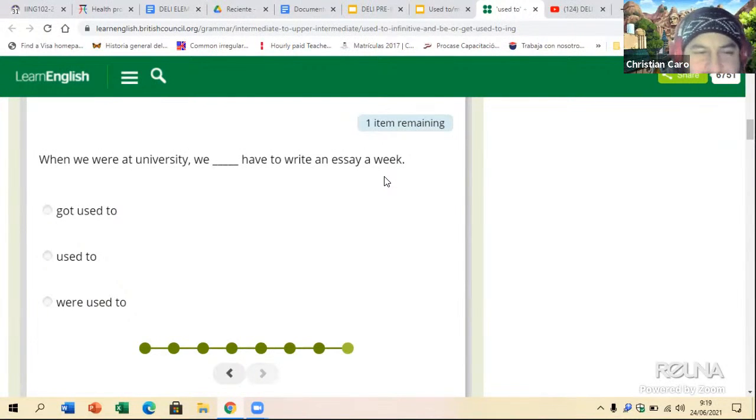When we were at university, like this person maybe just graduated, you know, this person is not at the university anymore, I guess. Just talking about the past, you know. We got used to have to write. We used to have to write. We were used to have to write. Vicente, today. We were used to have to write an essay a week. All right. You guys agree with Vicente? Any other opinion?